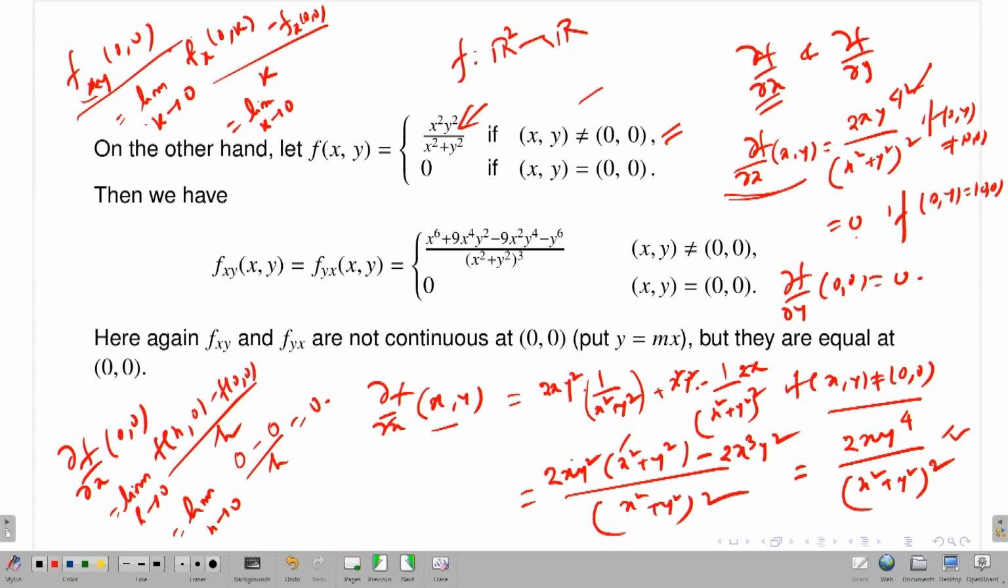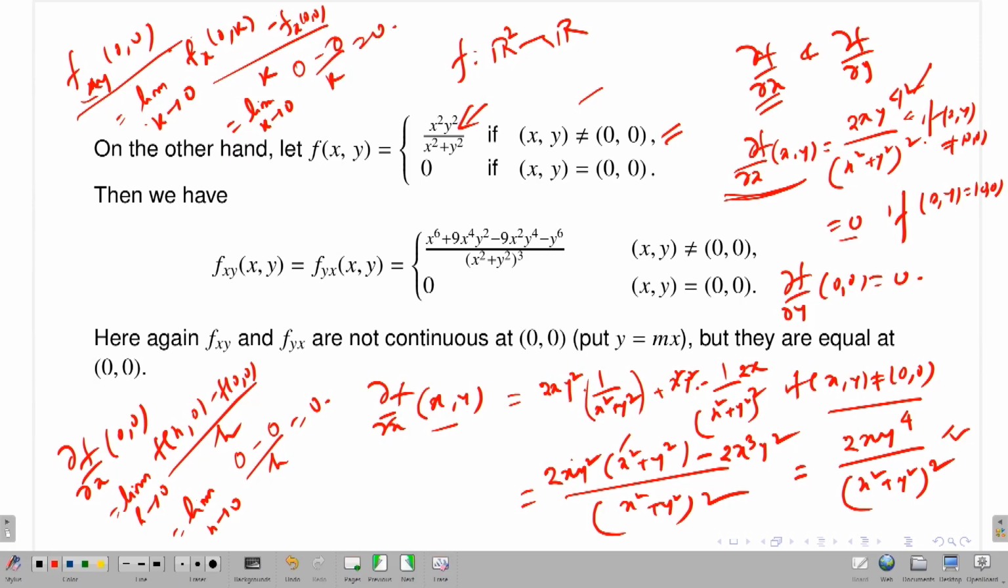I have already calculated fx at each point (x, y). So at the point (0, k), what will be the value? Look, (0, k) means x is 0, so this will actually be 0. And what is fx(0, 0)? This is given as 0, so 0 by k, and that means the limit is 0.